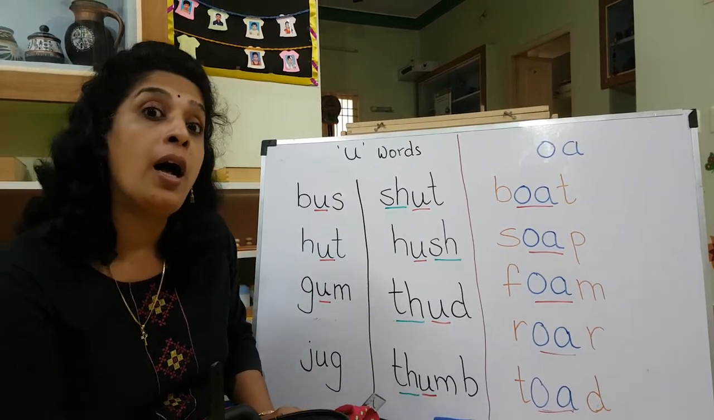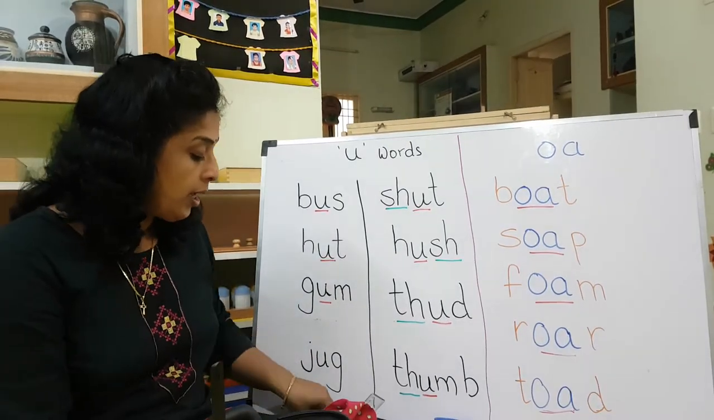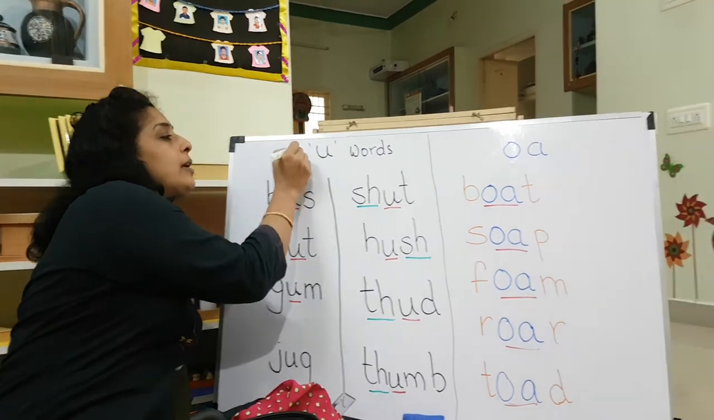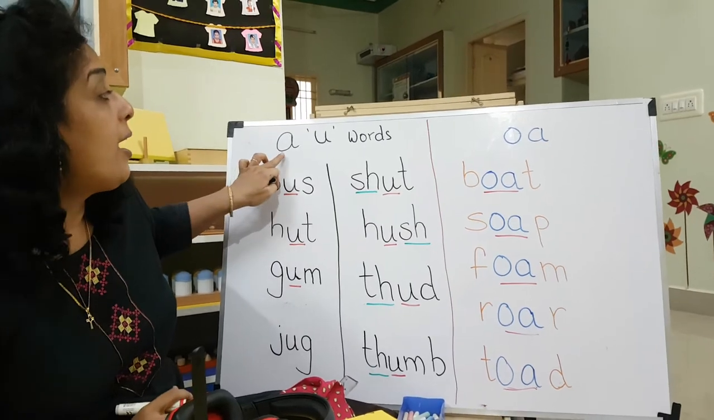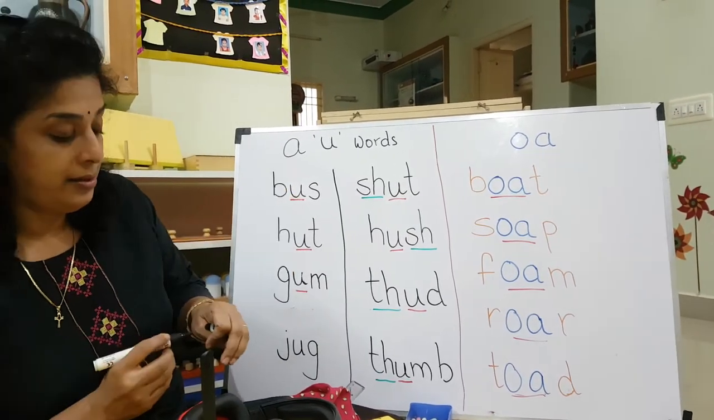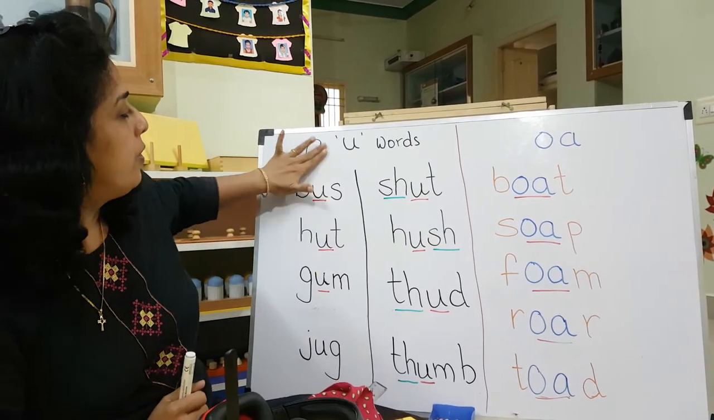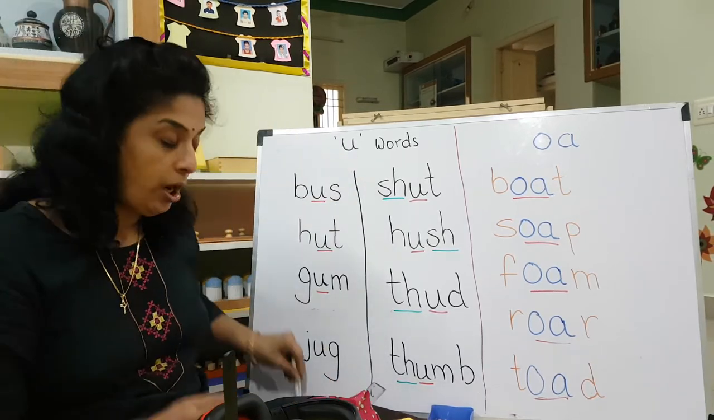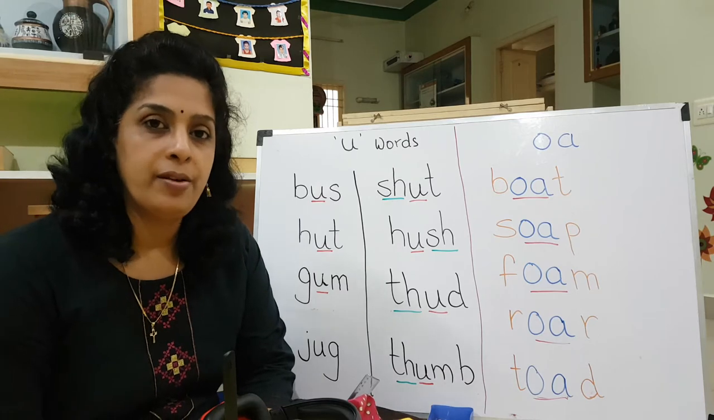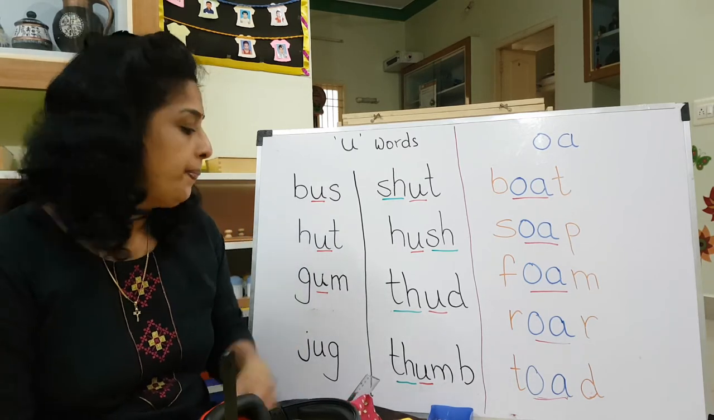Don't say a. Which one is a? When I write this, it becomes a, as in car, bath, sharp. Okay? So this is not a. It is u. Short sound, u. Okay? Let's read. Okay? Come on.